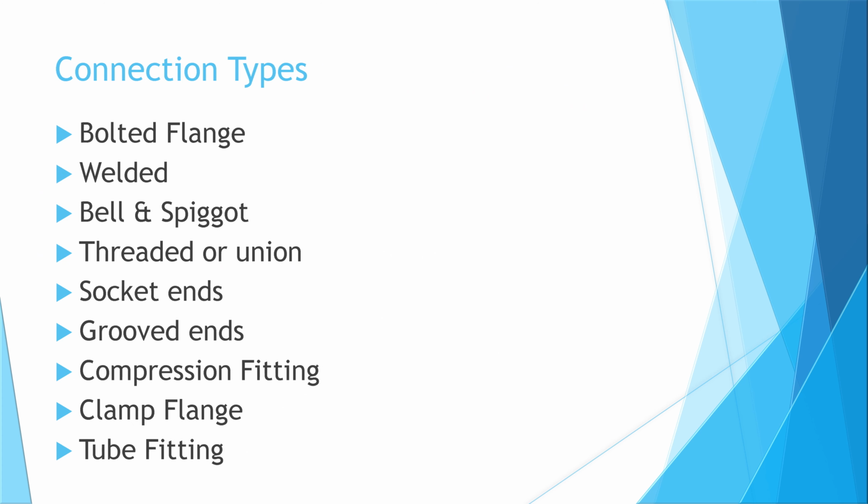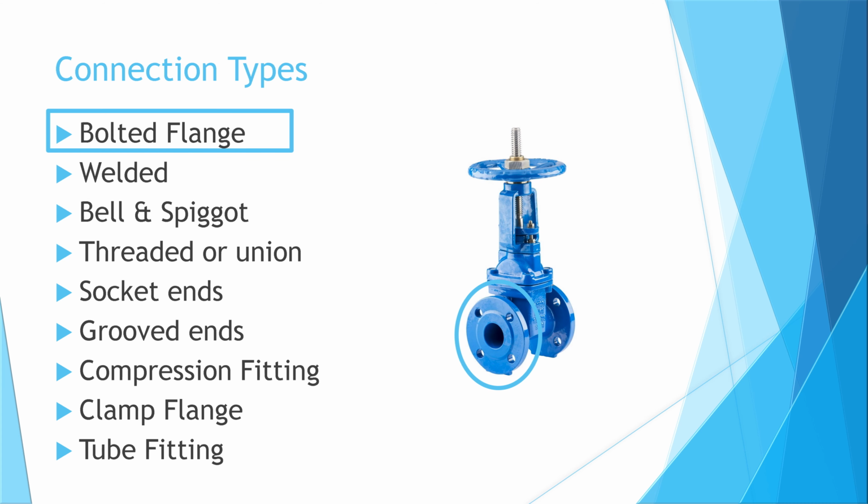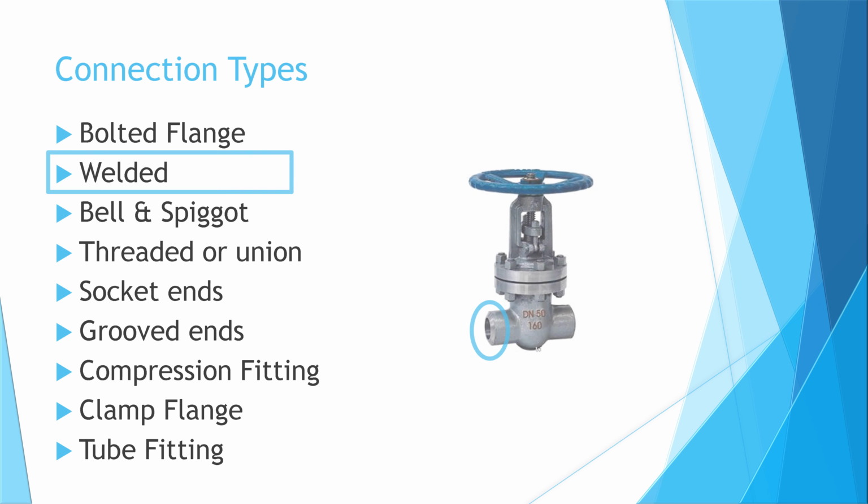We will now discuss connection types for gate valves. These are very important to understand when selecting which gate valve is appropriate for your application. First up, we've got the most common, the bolted flange connection. There's also welded connection options. You can see here highlighted with blue circle. There's a tapered edge ready to be welded.